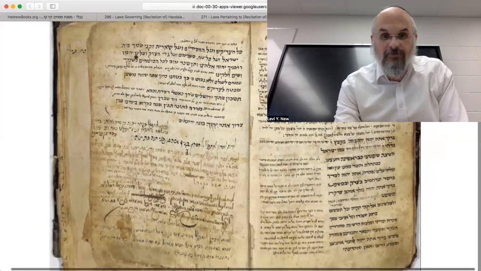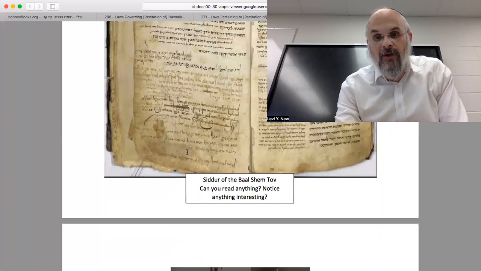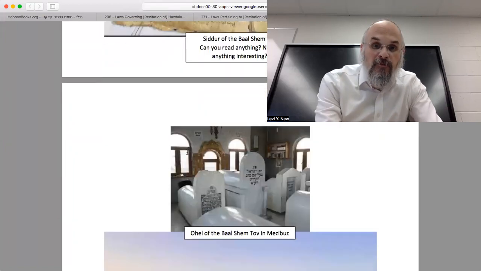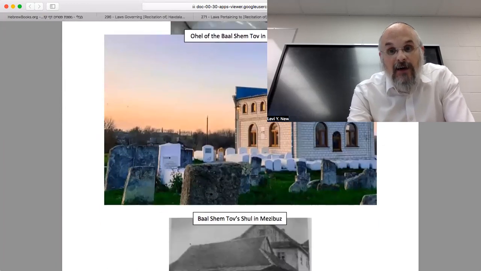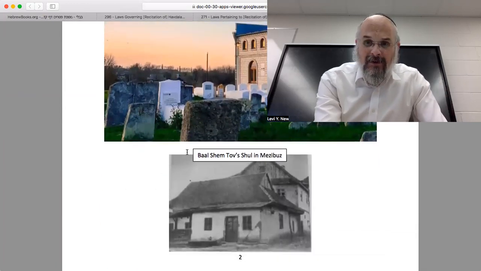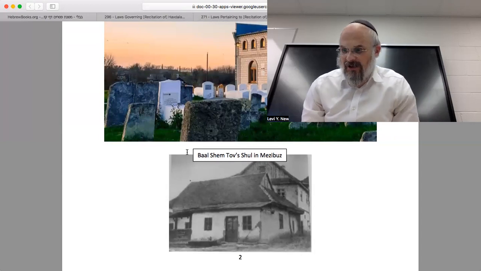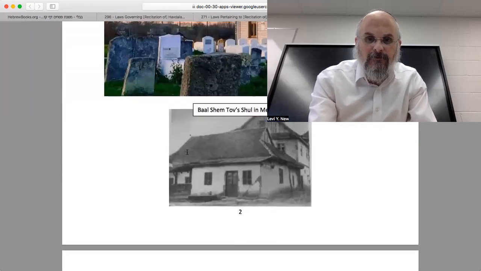Okay, so let's wait. Okay, so the next page, on page 2, you can see the Baal Shem Tov's ohel in Mezhibuzh, the outside and the inside, and the bottom is a picture of the Baal Shem Tov's shul in Mezhibuzh. Mezhibuzh is a small city in Ukraine, today Ukraine.